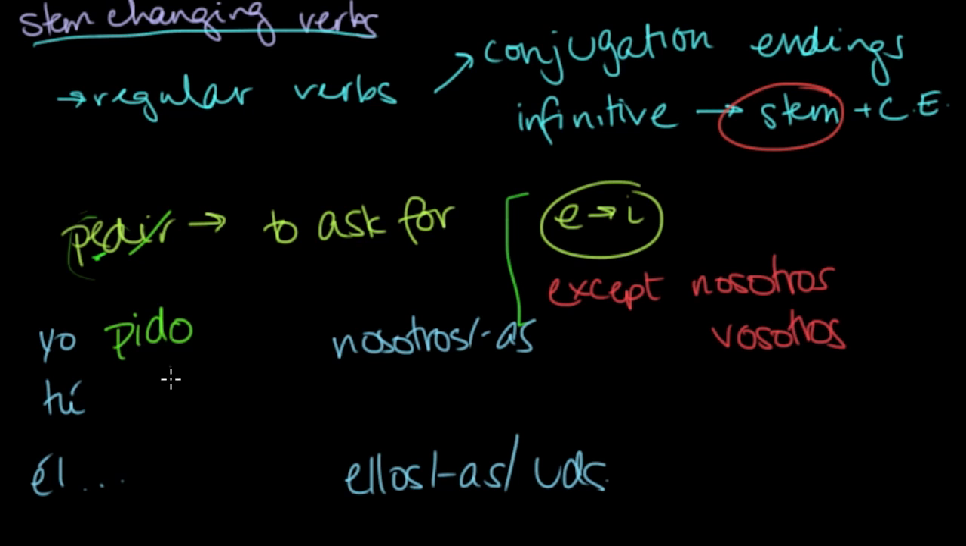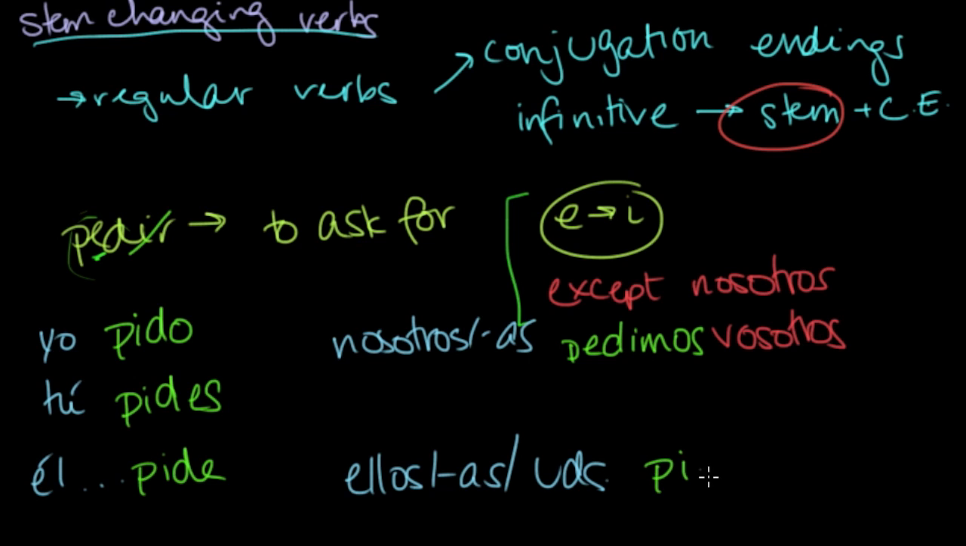So yo pido, tú, we have our stem and our ending, pides, él, ella, usted, pide, nosotros, nosotras. Remember, for this one the stem will not change, so we keep PED, and then imos would be our ending, so pedimos. And ellos, ellas, ustedes, this again has the stem change, piden. So, pido, pides, pide, pedimos, piden.